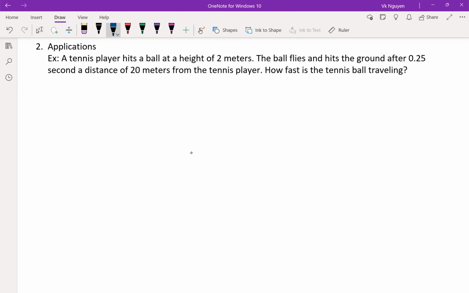Let's sketch it out. So initially, we have the ball here. And the tennis player hit it. And it flies. This is the ball. It hits the ground later. This is the right triangle. It's 2 meters, and this distance is 20 meters. The distance is d.